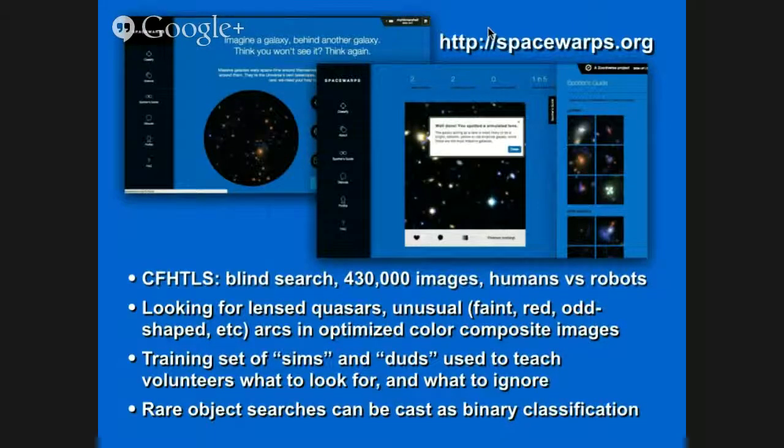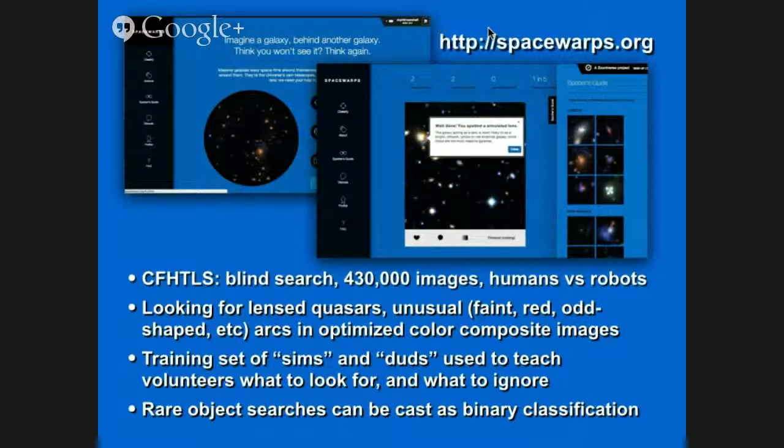Okay, so here's an experiment that we've been doing with the Zooniverse's help over the last year. This is the Space Warps website, where we introduce people to the idea of gravitational lenses and then help them find them in images taken from the CFHT Legacy Survey, at least to start with. We made 430,000 images, and this data set is important because those images have already been searched by automated methods. So we're interested in doing a comparison between what crowds of citizens can do and what robots can do.